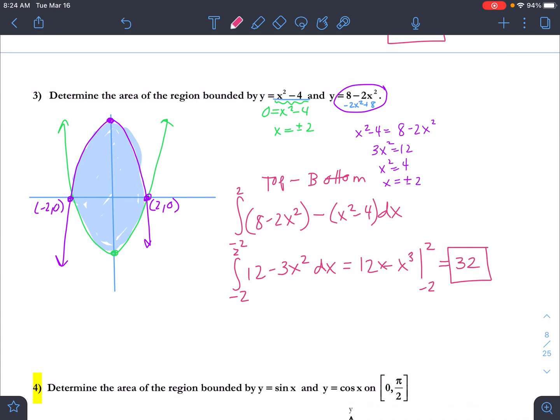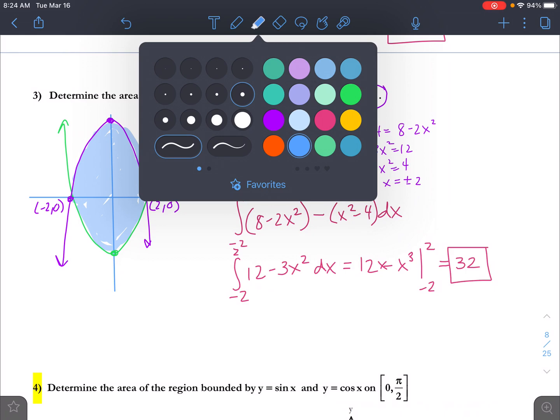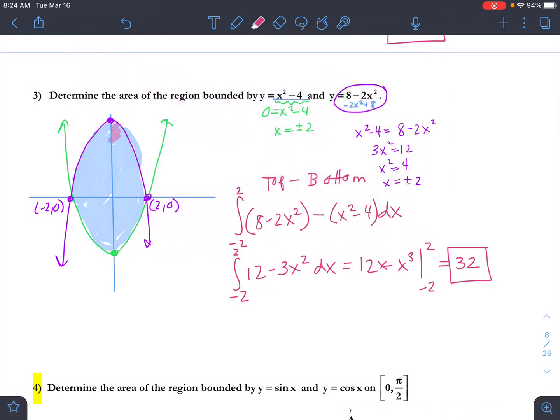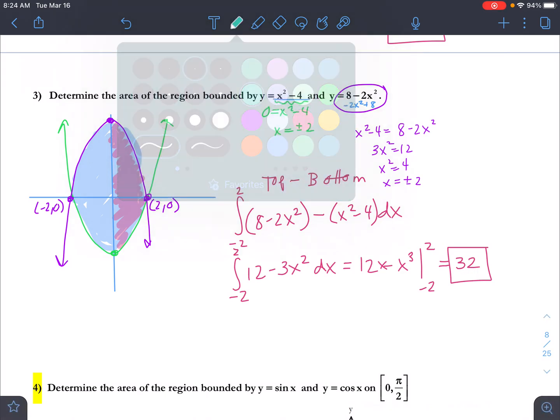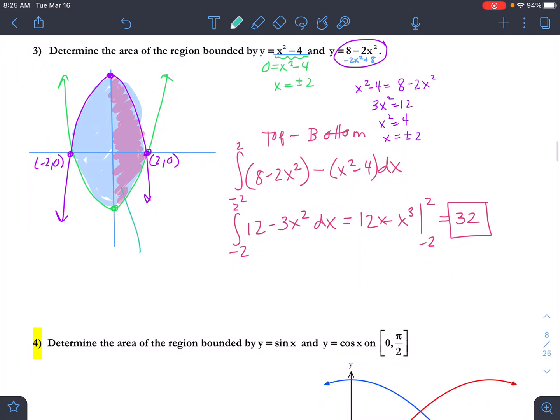Here's another thought for you. What if you noticed, and I hope you noticed, that this whole area over here, now my drawing isn't perfect, but this is symmetric? Do you guys see that? If you split this in half, this would be the exact same area on the left and right of the y-axis. So one more idea for you, you'd get the same exact answer, is with symmetry.